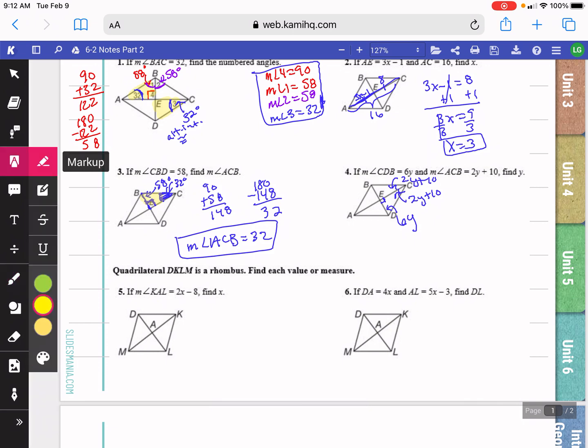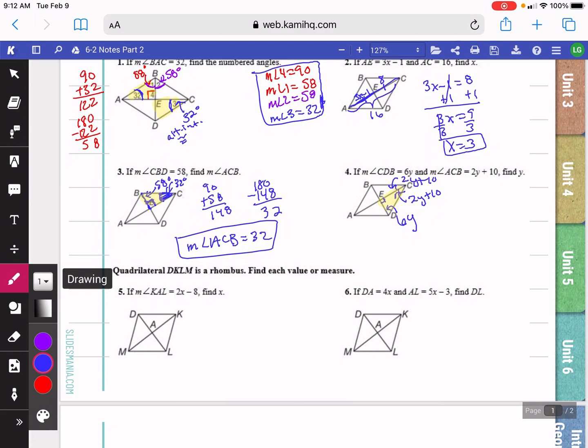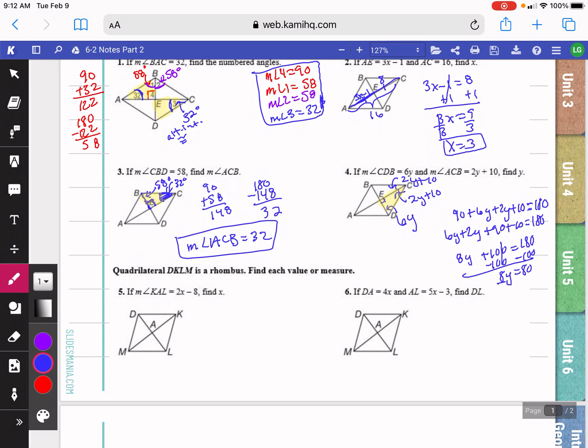So since we know that the three angles in a triangle add to 180, we can actually write an equation here and solve. So I have 90 plus 6y plus 2y plus 10 equals 180. I'm going to start to combine like terms. So 6y plus 2y is 8y, and 90 plus 10 is 100. So I get 8y equals 80. I divide by 8, we get y equals 10.